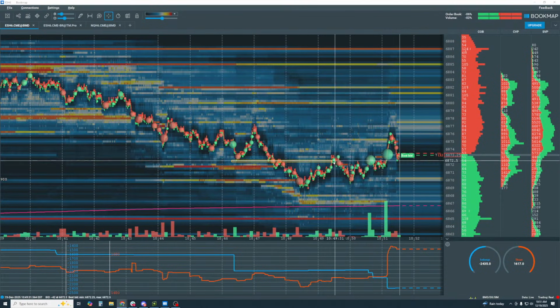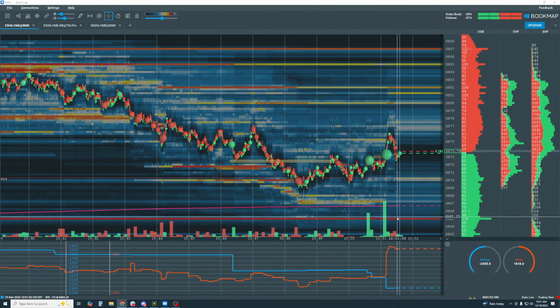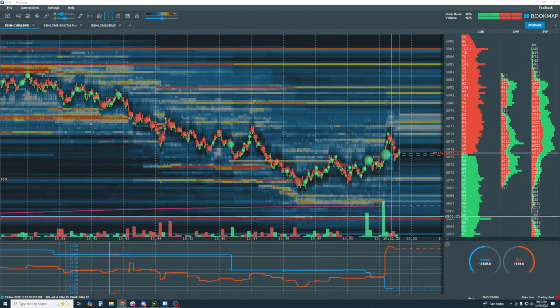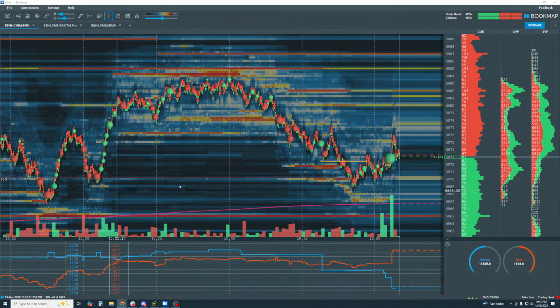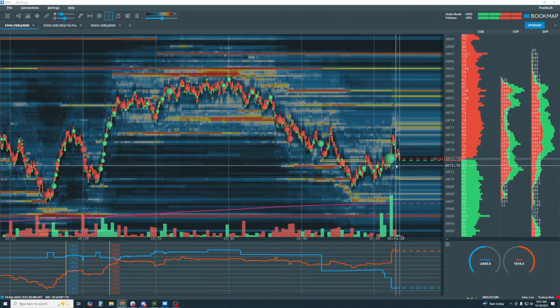In fact, I would look for sellers to roll back in again and trade back down into this 65 liquidity. Okay? And below this swing here, this is a more important swing. Okay, but we found some buyers.